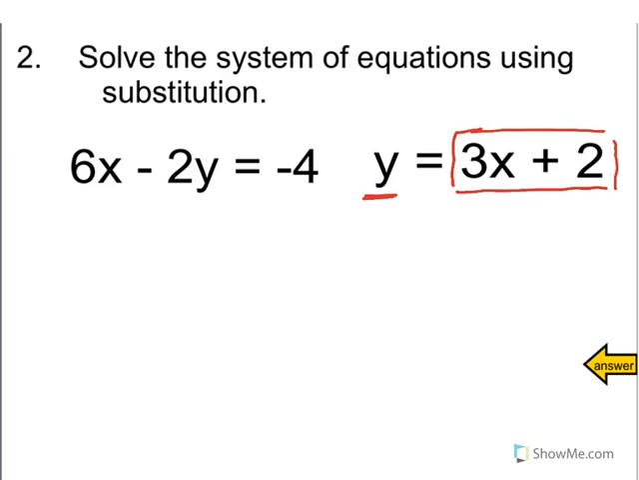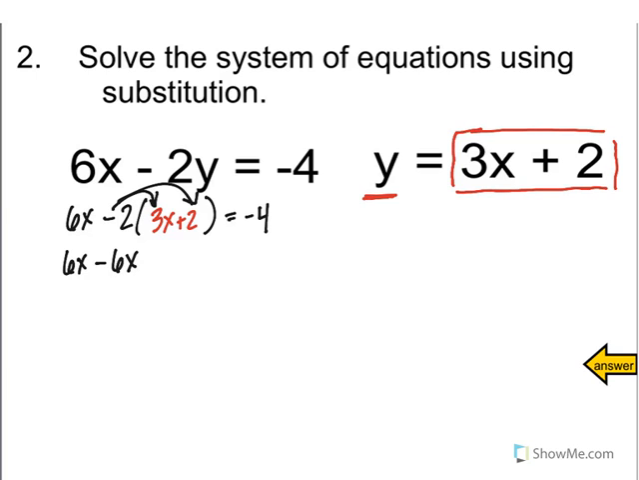So instead of 6x minus 2y, I'm going to have 6x minus 2 times (3x plus 2), and all of that equals negative 4. Again, distribute the negative 2 throughout the parentheses, so this would be 6x minus 6x minus 4.